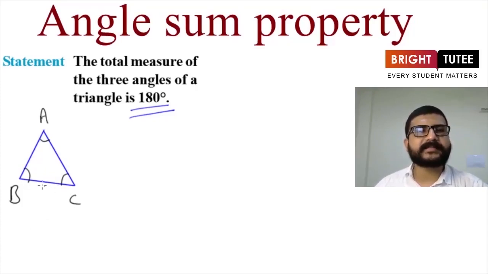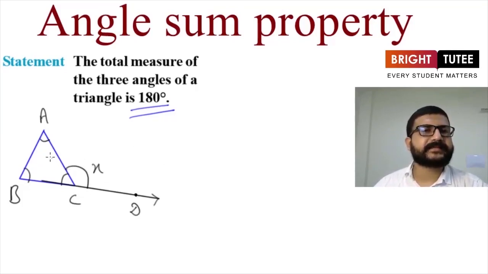So let's do one thing. Let's try to extend this side BC and let's see what we can do after that. So here we are extending this side BC of a triangle ABC. Now what we got? We got one exterior angle. Here is the exterior angle. Let's name this point as D. We can mark this exterior angle as X and the interior angles as Y, Z and S.